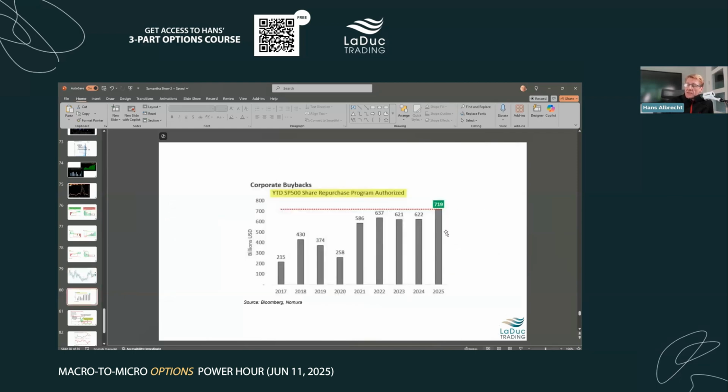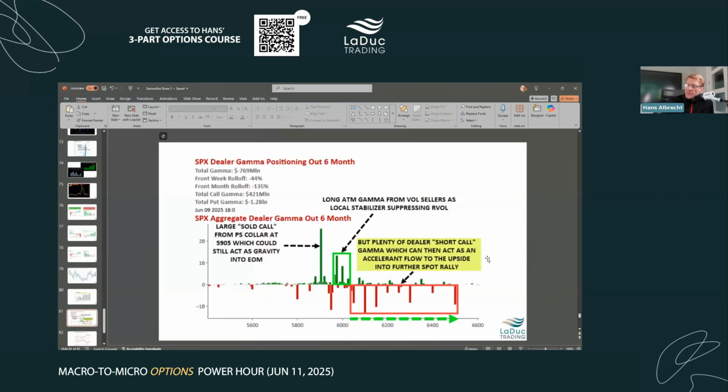Corporate buybacks, really big. So making the point that when there's uncertainty out there, what do you do? You just buy back your stock. Great. We're going to buy back a whole bunch of stock. And that's what some companies like Apple are very good at, which is buying back stock.